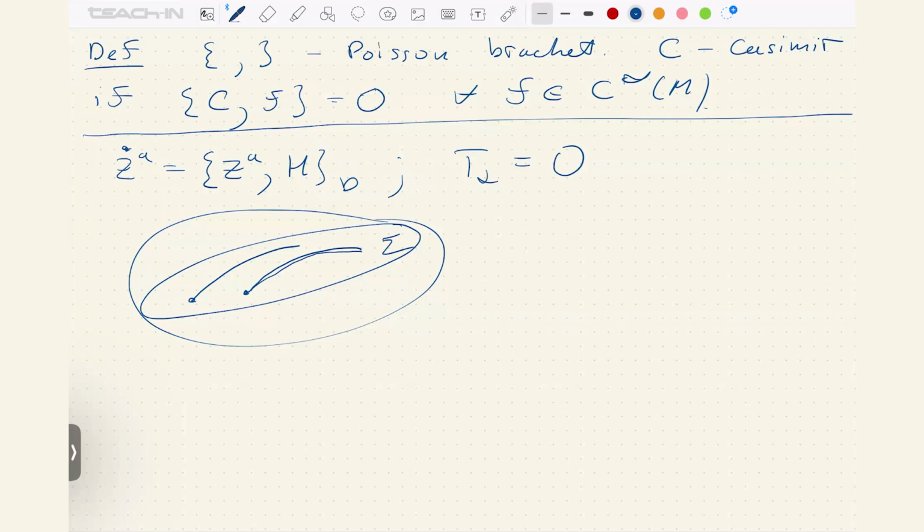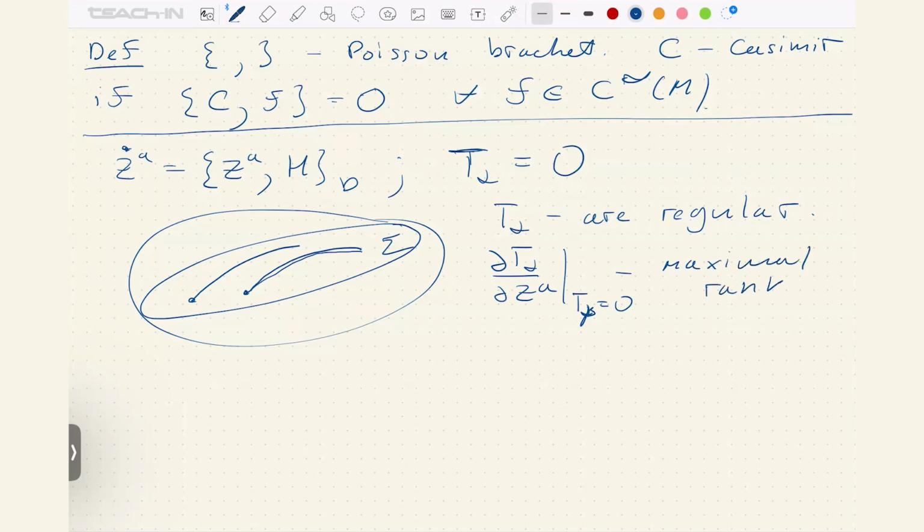probably you already started to suspect that if T alpha are regular, and this is the usual assumption, which we always make, what does it mean? It means that they can be taken as part of a coordinate system, at least locally. Equivalently, this matrix on the surface has maximal rank. Then we know if these conditions are satisfied, then sigma is a good surface, a good submanifold.